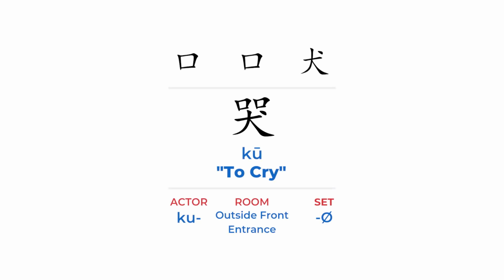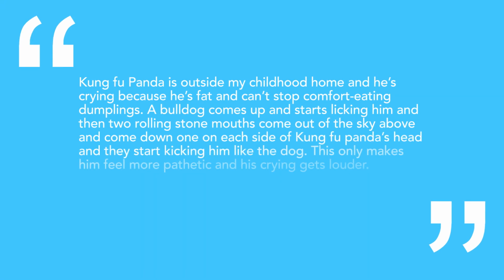Phil Challinor and Make a Movie for Ku, which means to cry. Kung Fu Panda is outside my childhood home, and he's crying because he's fat and can't stop comfort eating dumplings. A bulldog comes up and starts licking him, and then two Rolling Stones mouths come out of the sky above and come down, one on each side of Kung Fu Panda's head, and they start kicking him like the dog. This only makes him feel more pathetic, and his crying gets louder.